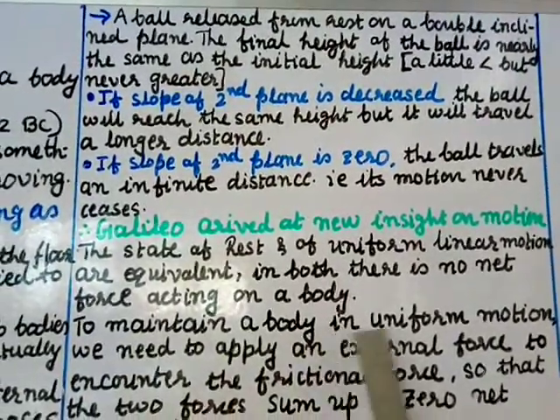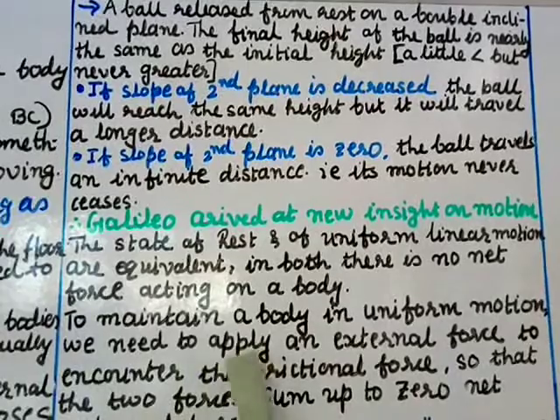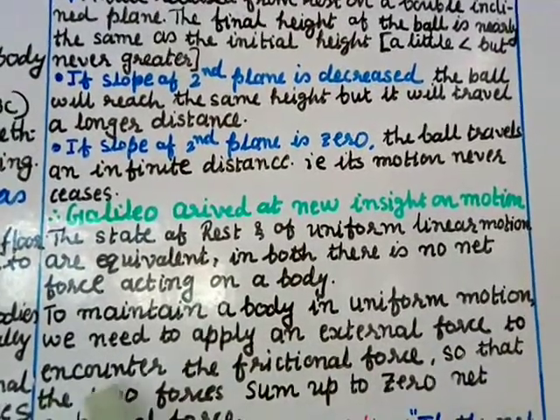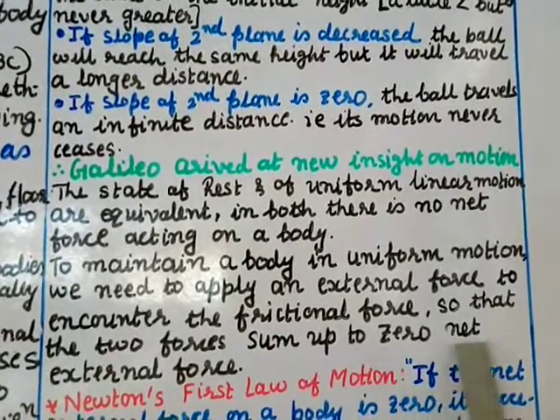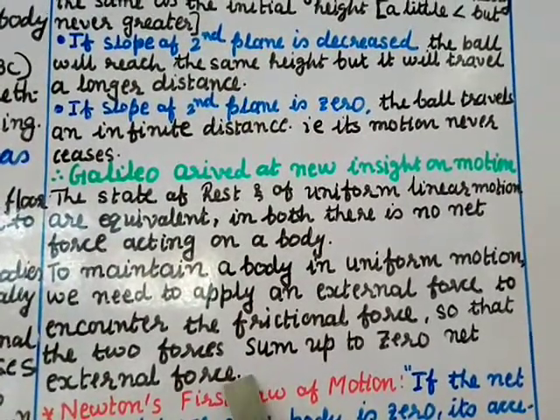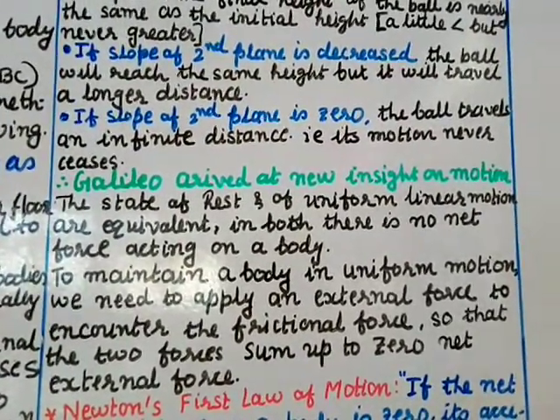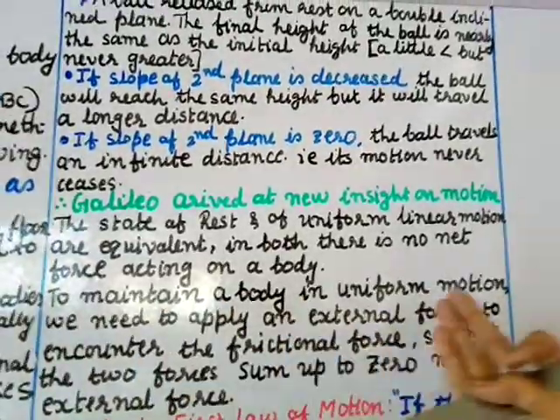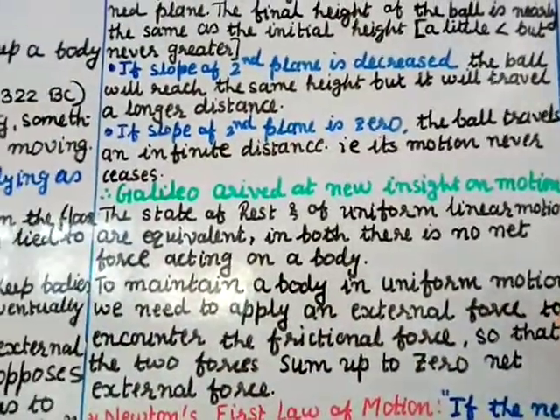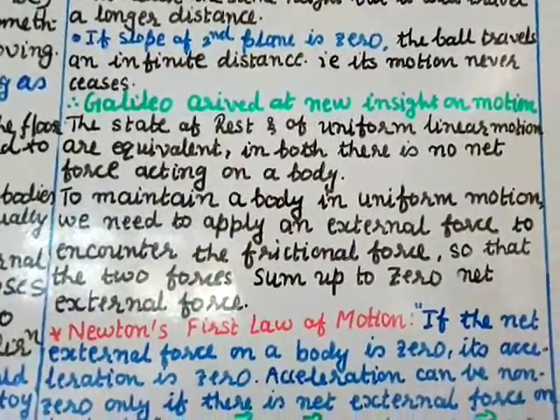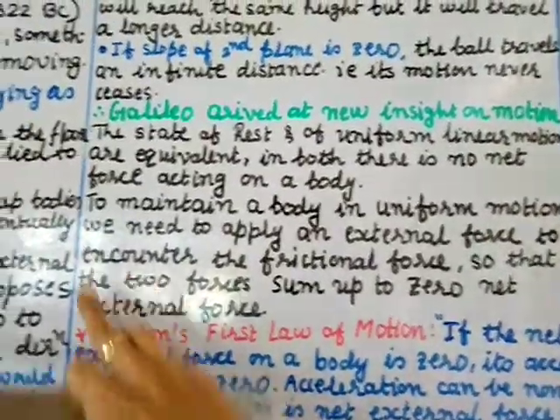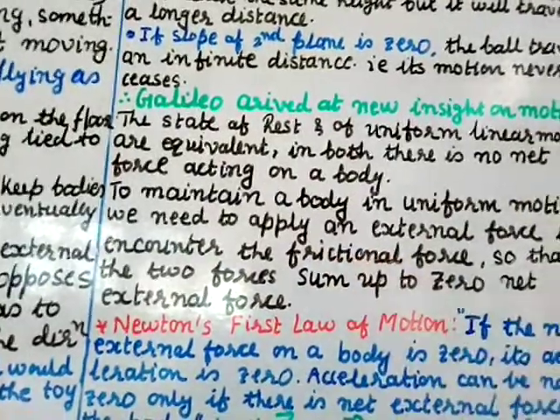To maintain a body in uniform motion, we need to apply an external force to counter the frictional force so that the two forces sum up to zero net external force. Now we have to apply the force. Why? If you want to maintain the motion of the body, then you have to apply the external force. Why? Because you have to counter the friction force. That is the reason.